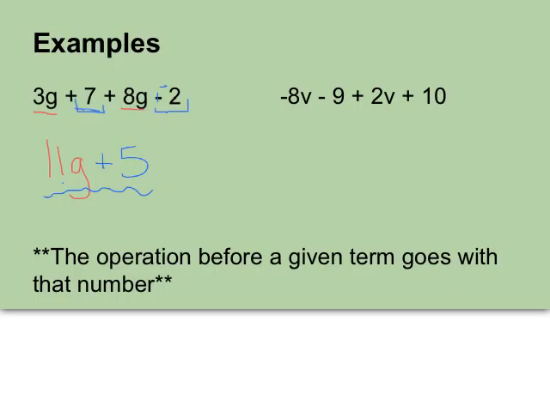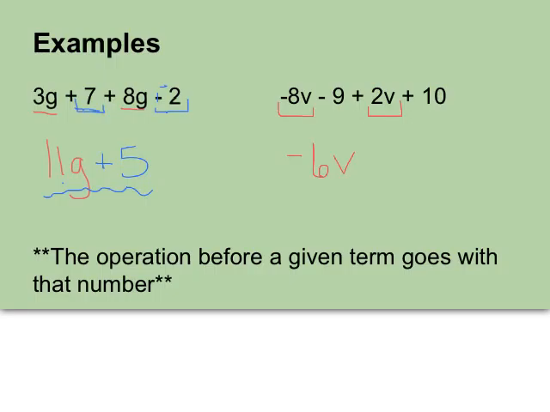Oh, there's the bell. Last example, and then you will be on your way. And when we look at this next example, let's pick out the like terms. I've got a negative 8v and 2v. Same variable, v and v raised to the same power, 1 and 1. Negative 8v plus 2v is going to be negative 6v.